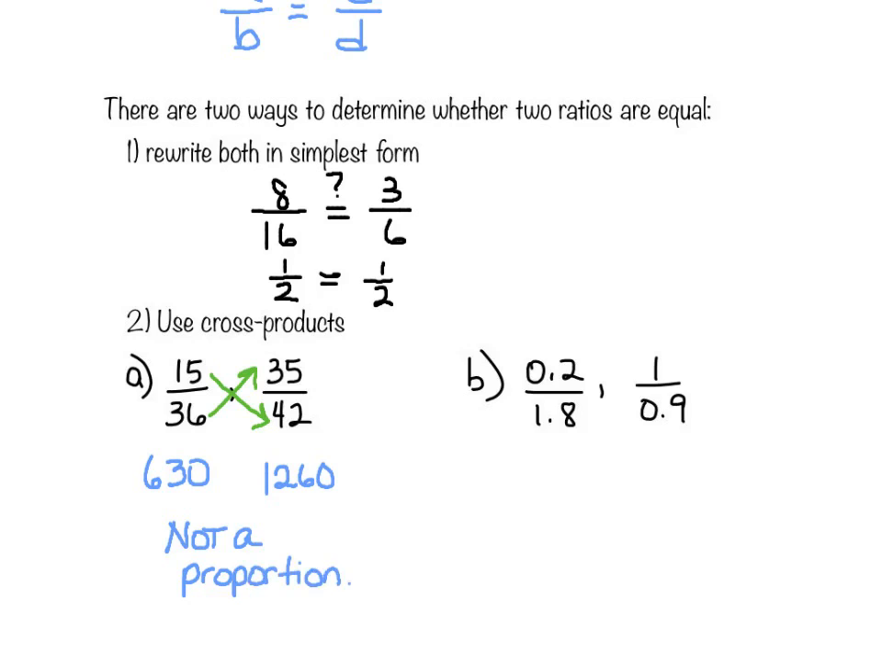Okay, try number 2 on your own. Let me pause the video now. Using the cross products method, determine if these are equal. Okay, so when I multiply 0.2 times 0.9, I get 0.18 or 18/100. And when I multiply 1.8 times 1, I get 1.8 or 1 8/10. Obviously, those two values are not equal, therefore, this is not a proportion either.